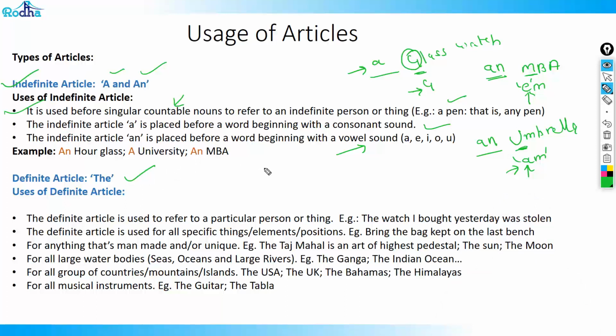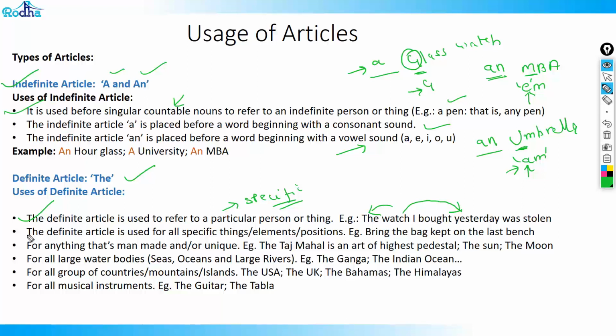Now, definite article, the first thing you need to understand is that the definite article is always used to refer to something extremely specific. If it is not specific, then you will not know if the definite article is needed or not. For example, the watch I bought yesterday was stolen. So you are not referring to any watch. You are referring to the watch that you bought yesterday. So specific details are given. Therefore, watch, which is countable singular, will need the.